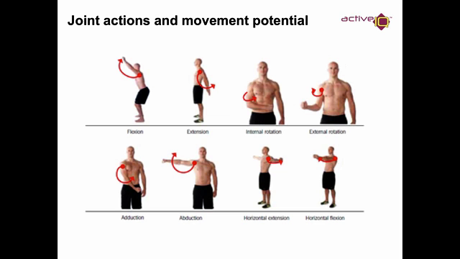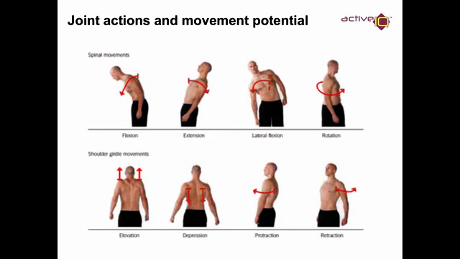Horizontal extension, horizontal flexion. So if you were looking at doing something like a pectoral fly, that is a perfect example of horizontal extension and horizontal flexion. Looking in particular at the pectoral muscle, bringing that weight in, that's horizontal flexion. Making it bigger, taking it back out, is the opposite of that, which is horizontal extension.